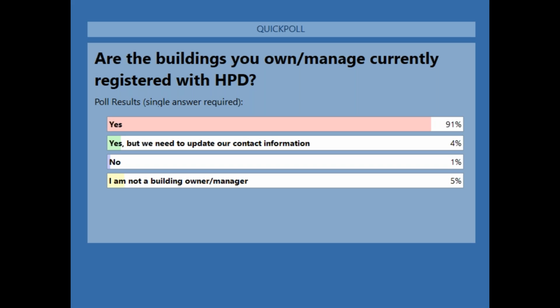Sometimes we will find that building owners are aware of the registration requirement, but when they have staff changes, they'll forget to update the contact information. So this is a good reminder to go ahead and contact our registration unit to update your contact information anytime your staff changes. And 1% of the audience have not registered your building. So we do recommend, unless it's an owner-occupied private dwelling and there are no tenants, we recommend that you register, even where it may not be required, because that's how you will hear from us about things like lead-based paint violations from your tenants. Okay.